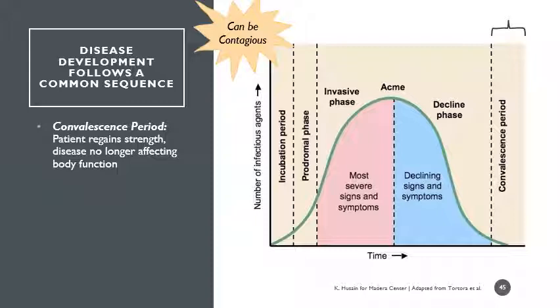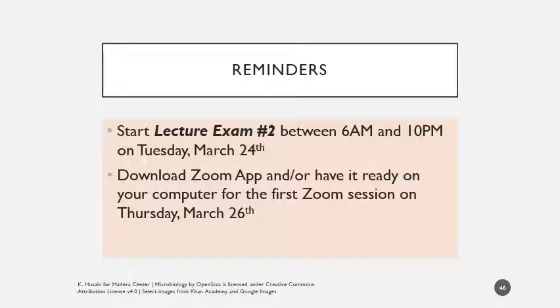Convalescence period also can be contagious, but it is not always contagious. So there's a lot of cases in which it's not. At this point, the patient is getting back their strength, really clearing the last traces of that infection from their body, but the disease is no longer really affecting their bodily function. So they're in convalescence, they're healing and recovering.